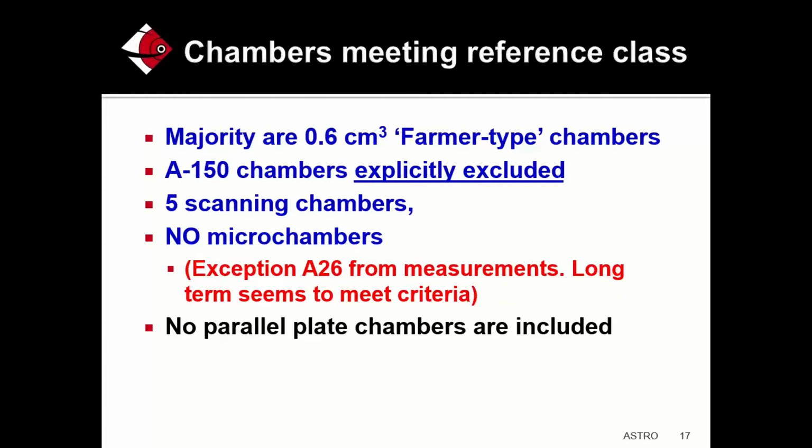There are 5 scanning chambers that are valid, that can be used as reference class, and the addendum says no micro chambers. The exception might be an A26 from Standard Imaging, because that was developed after they found out the problems with microchambers and were corrected with the A26. So in the long term, it just needs to meet the criteria after a 2-year period. It probably does by this time, but it's still not classified as a reference chamber. No parallel plate chambers are included.